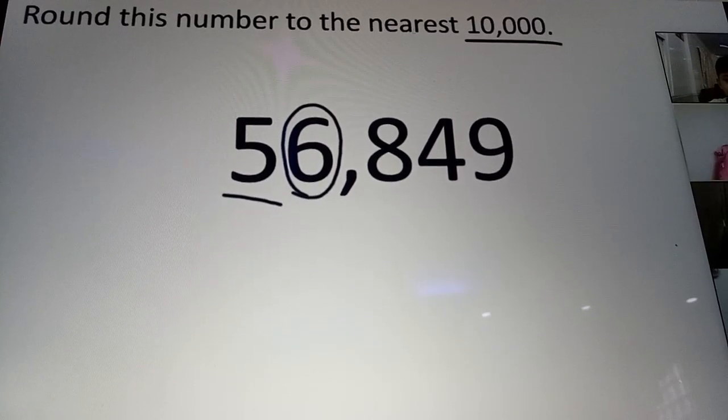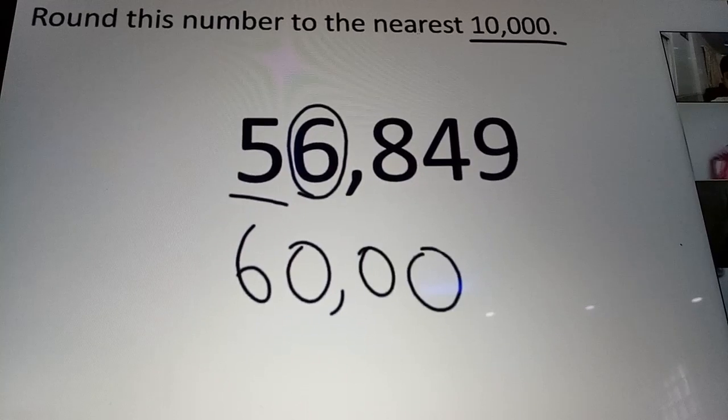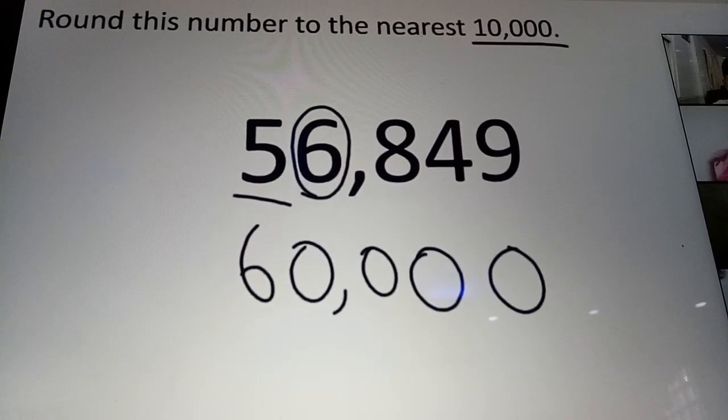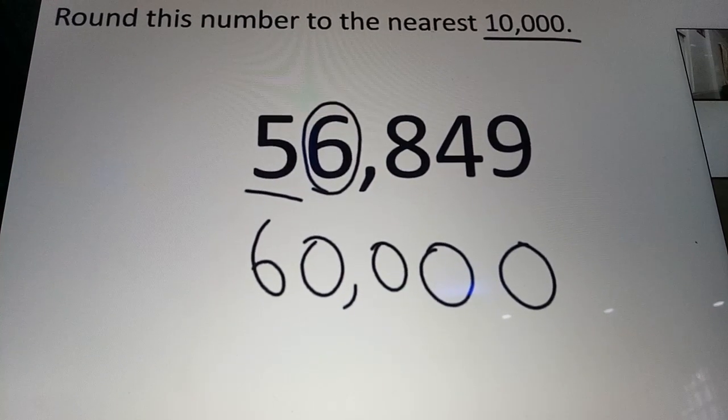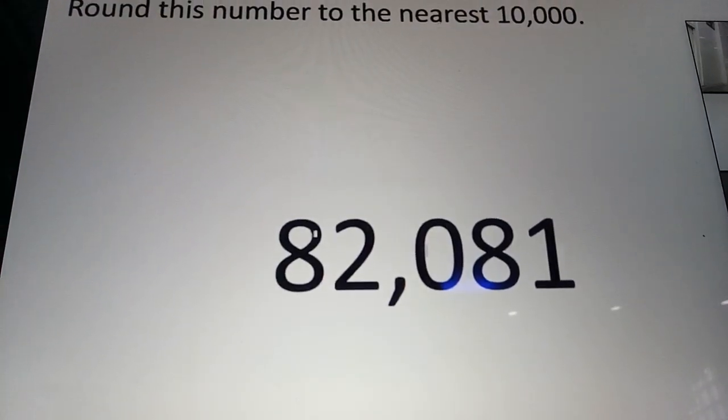I remember that 6s always round up, so that 5 should become a 6, and then I'm going to fill in all the rest of the place values with zeros. So the nearest 10,000 to 56,849 is 60,000.